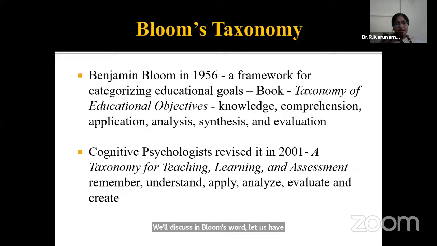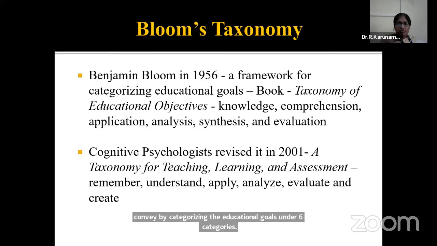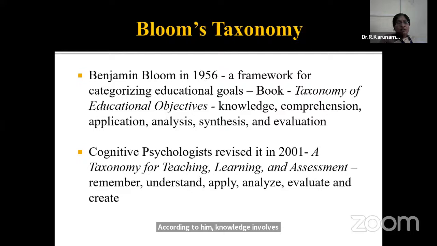Let us have a brief discussion on what Benjamin Bloom tried to convey by categorizing the educational goals under 6 categories. According to him, knowledge involves recalling the specifics, recalling the universals, the recall of methods or processes, the recall of patterns, the recall of structures, the recall of setting. This is what Benjamin Bloom meant by the goal knowledge.